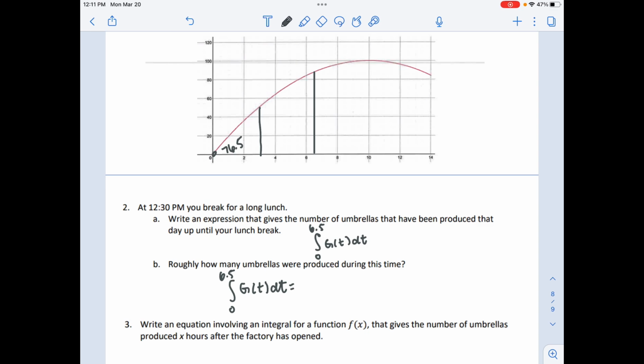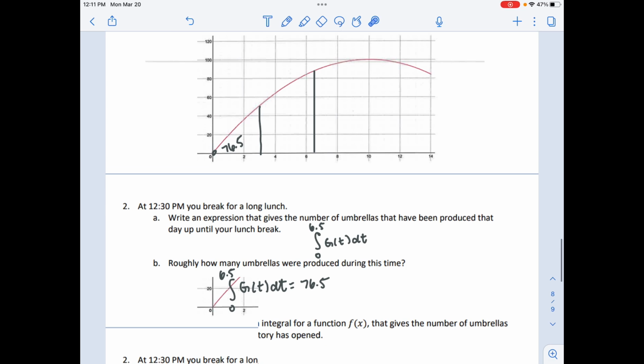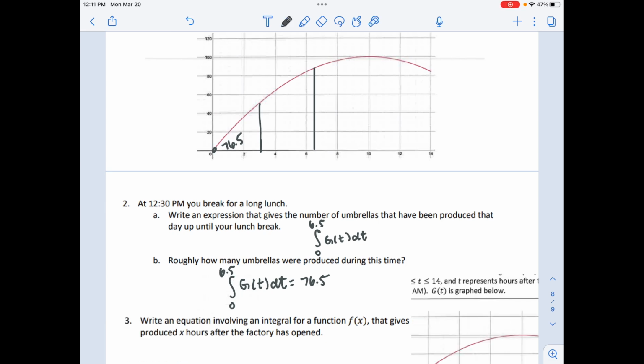Thank you. Okay, so again, it says roughly, so I can approximate. So I know that this section from 0 to 3 that we found in the last problem was 76.5. So I now only have to find this. And it doesn't specify how it wants me to approximate, so I can use any method I want.